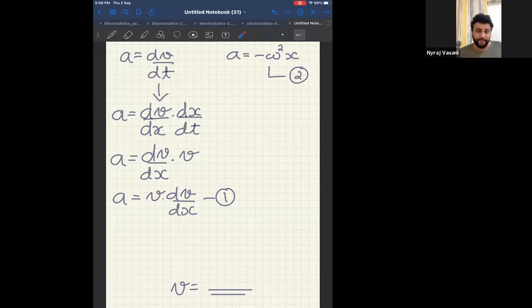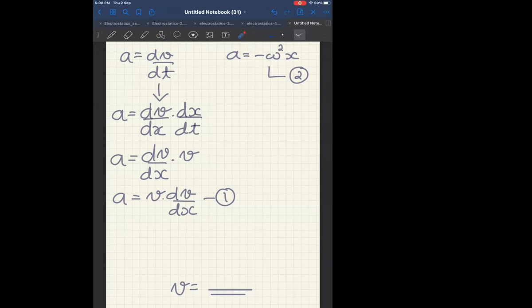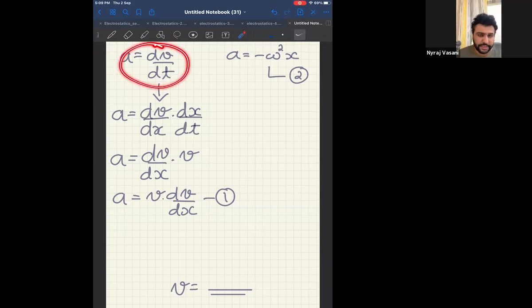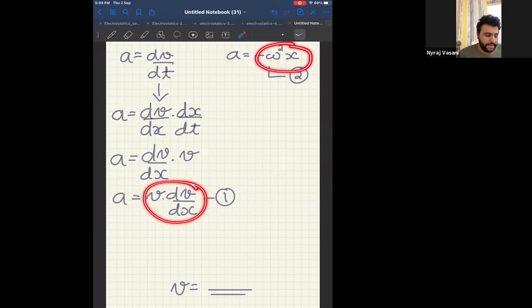See here. To find velocity, I will need two formulae for acceleration. So I took one general formula and one specific formula. The specific formula, keep it as it is. In the general formula, I multiply and divide by dx. So dx by dt will become v. Therefore, acceleration will become v into dv by dx. Another formula for acceleration is minus omega square x, as it is. Now I will equate this and this.